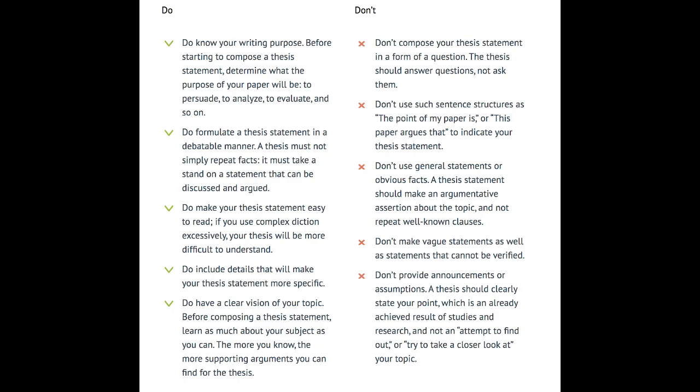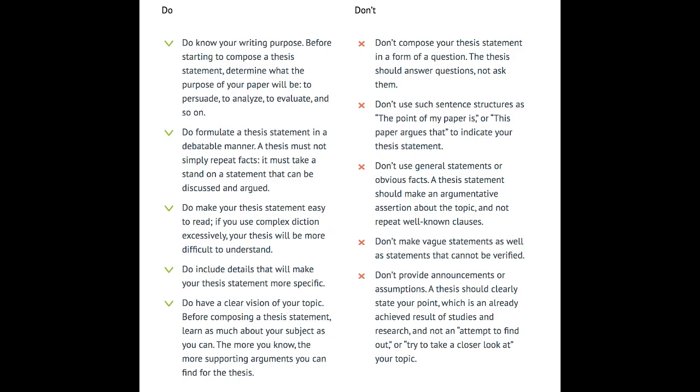Yeah, it doesn't have to simply be stating facts. It can be more argumentative. Do make your thesis statement easy to read. Yeah, so it should be a well-written, concise statement of, I think around 2 sentences is good. And it should be very easy to read and understand, because it's going to be the basic summary of your whole entire essay.